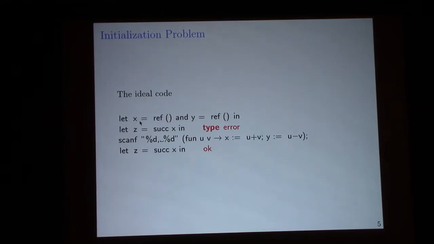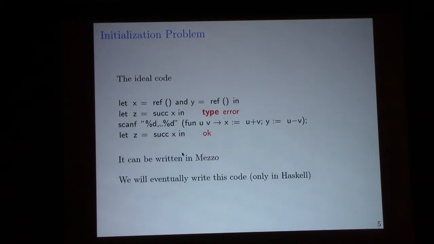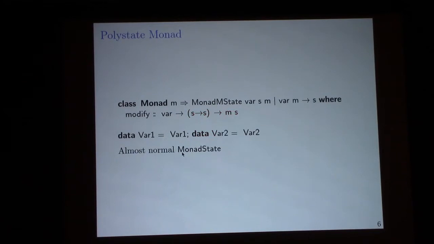So the ideal solution would be something like this. We first initialize with, for example, unit. If we try to use x and y right away, it should be a type error. But after we initialize them to some kind of integer, this code should be okay. In fact, modulo some stylistic differences, this is how you can write it in Mezzo. And what we end up with, time permitting, is writing this in Haskell, roughly the same code with different syntax.